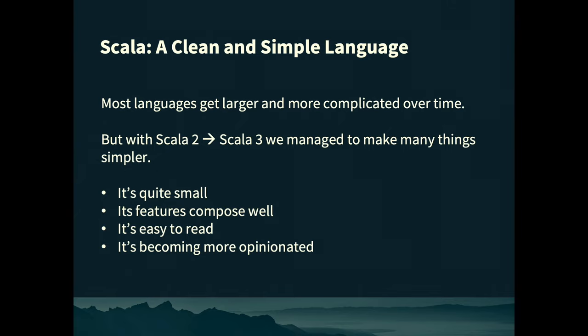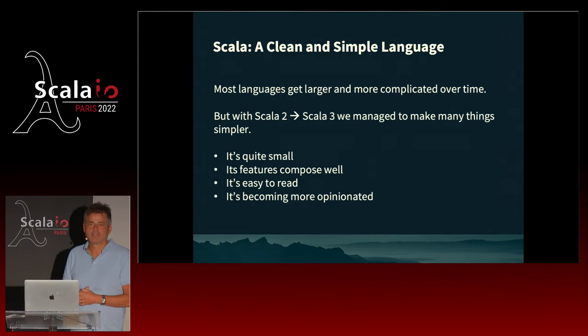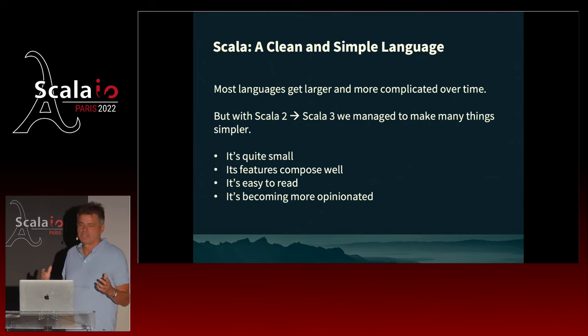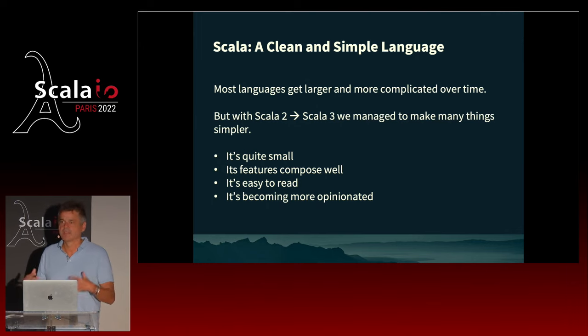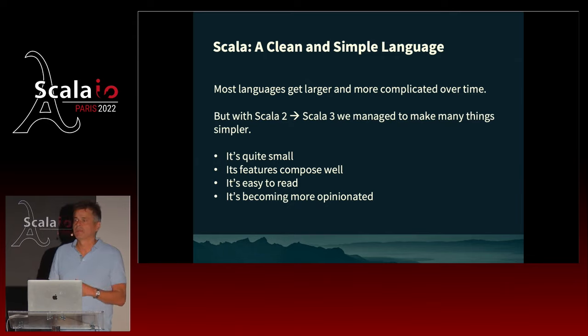In fact, I think we have further simplified the language by the transition of Scala 2 to Scala 3. Most languages get larger and more complicated over time. They acquire feature over feature. And in the Scala 2 to 3 transition, we did something quite radical: we said no, we're going to be backwards incompatible in major ways. So there are major things that will fall away. There will be replacements. There is a migration path. There are rewrite rules. And there's binary compatibility, which is very important.